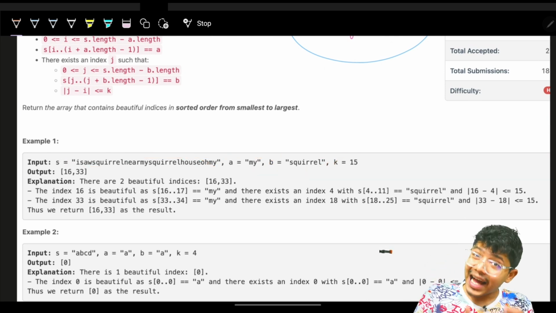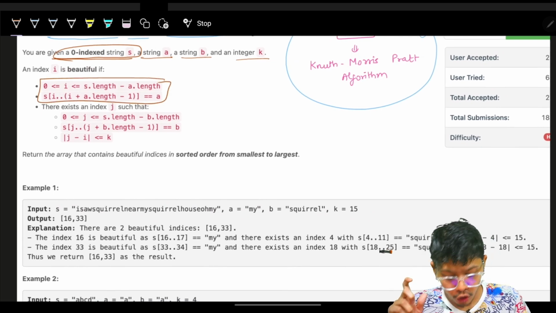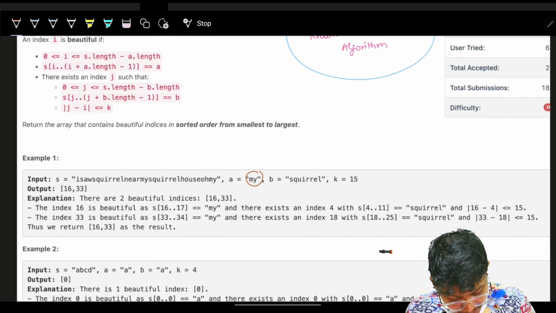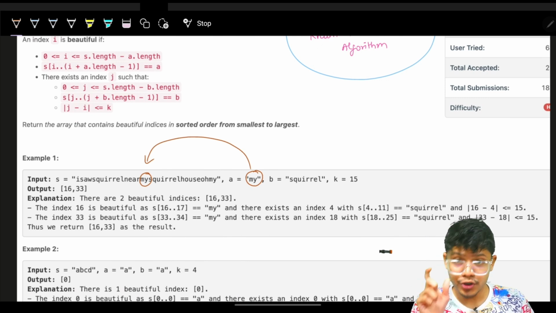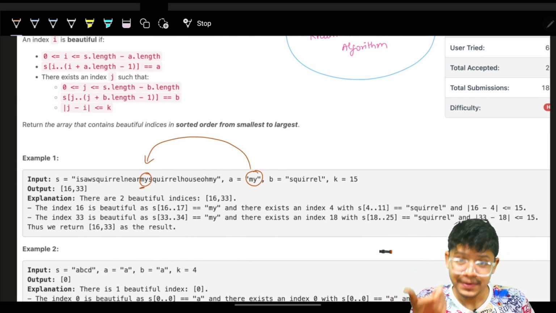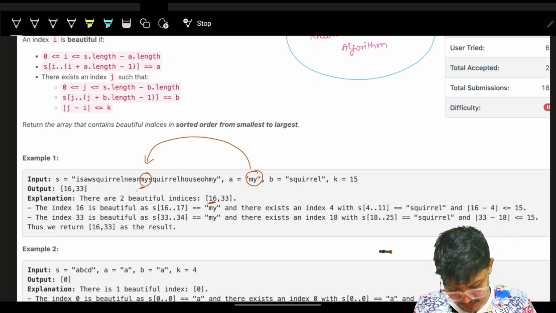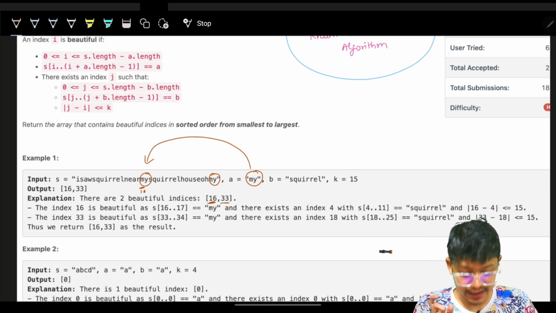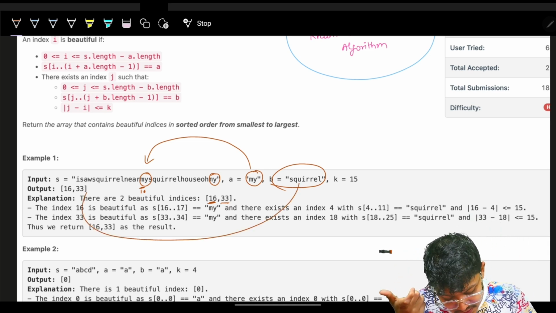Now what my task primarily is, I can go and check for all the i's. I am saying that the string a should match in my s. Where it is matching, that index I will store. That index is 16 for me. It is also matching here, so I also have index 33. String b can also be matching in string s.